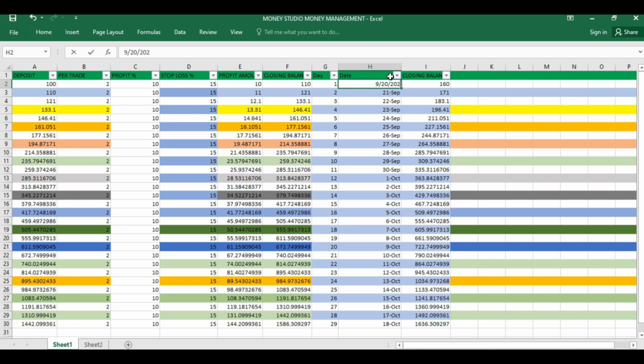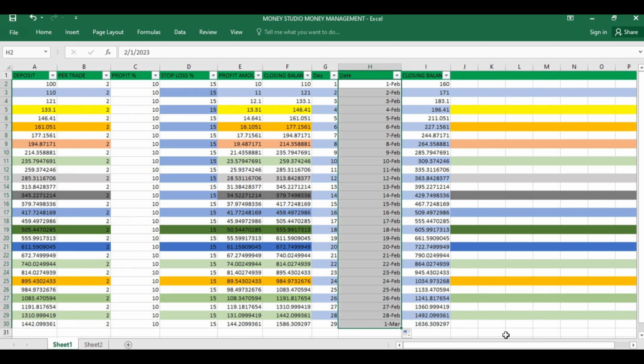Suppose this is 2023 and I am recording the video on 31 January, but I will publish it on 1st February. So 1st February, enter. This is 1st February, and February has 28 days, so this is 1st March. This will be changed very easily, automatically. So 1st February, 2nd February, 3rd February. From 1st February, this is your money management sheet.